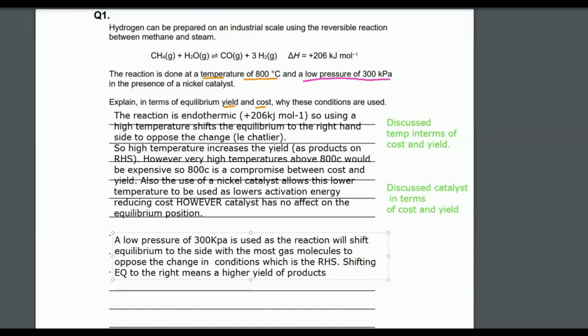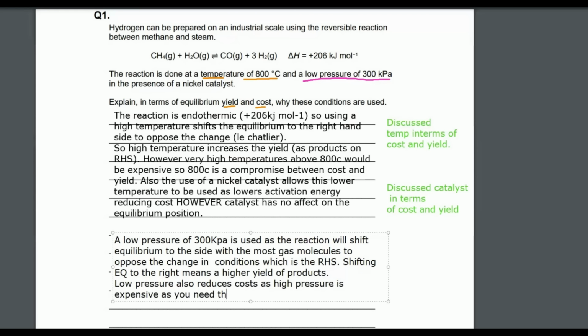And why is it going to shift that way? Because there are 4 gas molecules on the right compared to 2 on the left. So if you reduce the pressure or use a low pressure, it will try and oppose that low pressure by moving to the side with the most gas molecules, which is the right hand side.